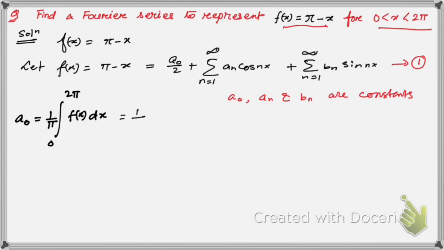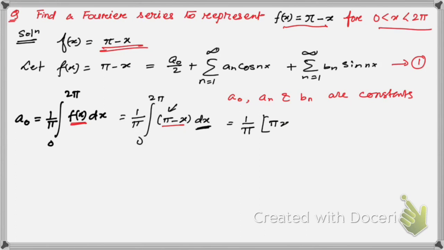So here, 1 by pi integration 0 to 2 pi, and f of x is pi minus x, so instead of f of x we take pi minus x dx. Now let us integrate this first. If you integrate this, 1 by pi, the integration of pi dx is pi x, minus the integration of x, which is x square by 2. We are integrating from 0 to 2 pi.